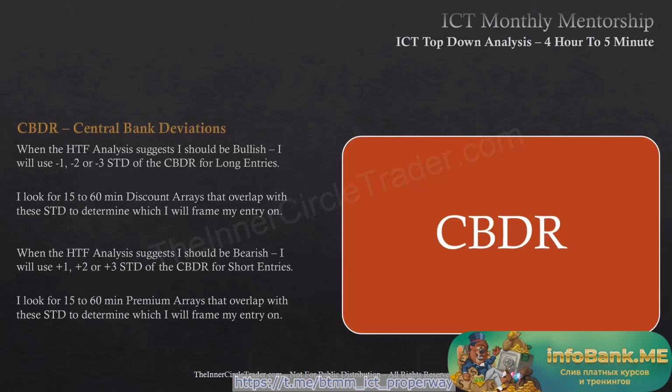So what I'm looking for is standard deviations in the form of 1, 2, or 3 higher when I want to go short, but I'm not just simply selling short on 1, 2, or 3 standard deviations up. I'm looking for a premium array, if I'm bearish, on a 60-minute time frame that will overlap with that same standard deviation. So it's a matter of blending. I don't just indiscriminately add 1 or 2 deviations and say, okay, I'm going to go short there. I'm looking for a 60-minute, less than 4-hour, or a 15-minute premium array. It may be a fair value gap. It may be an old high. It needs to run back above for stops. So there's a turtle soup, but it overlaps with the central bank dealers range deviation.